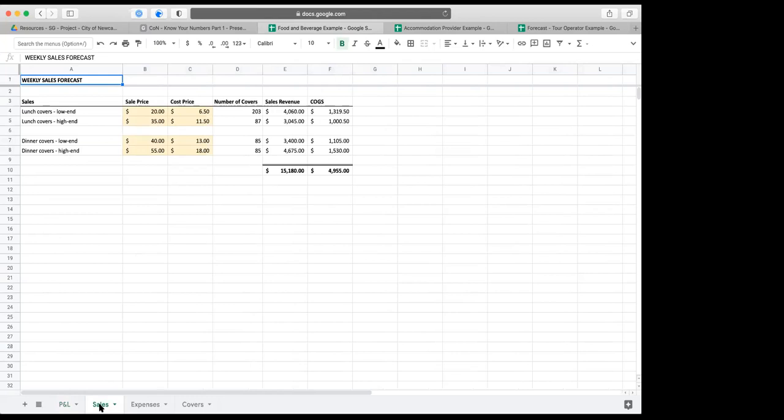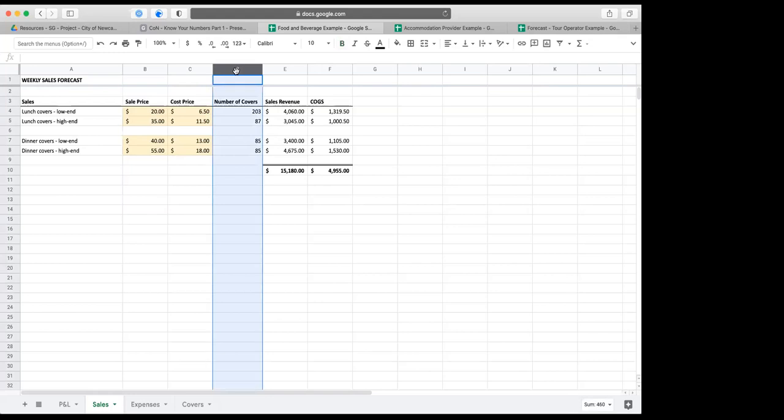Our model simplifies all sales into four categories: low and high-end lunch covers and low and high-end dinner covers. For each line, a forecast of sales revenue for the week is calculated, as well as a total. Sales revenue is calculated based on sale price and the forecasted number of covers. Okay, sale price and forecasted number of covers.